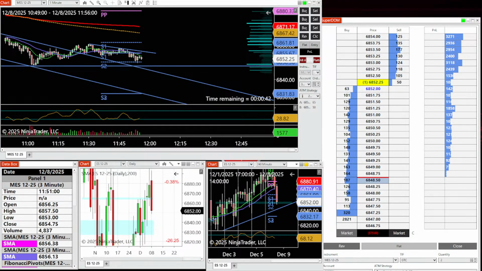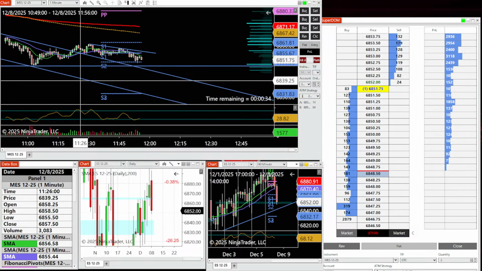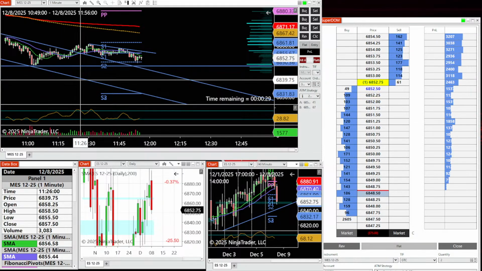Looks like it still may be headed down, or double bottom and then bounce up. A double bottom and bounce would be nice.